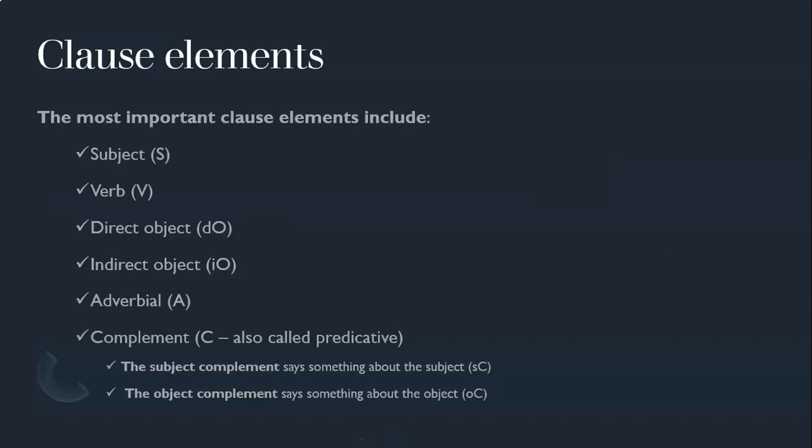The most important clause elements include the subject, the verb, the direct object, the indirect object, the adverbial, and the complement. The complement includes the subject complement and the object complement.